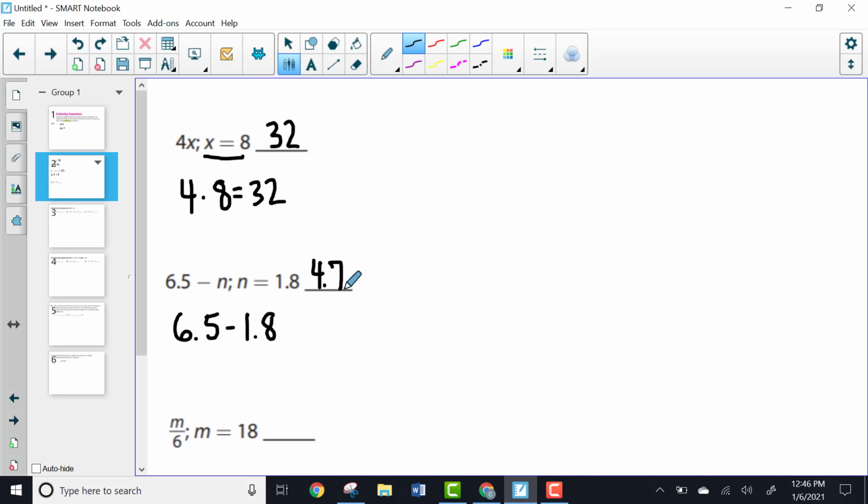Let's take a look at the next one. And remember, with these algebraic expressions, whenever it's written in fraction form, that means it's division. So what we have here is m divided by 6. What's the value of m? 18. How do we know that? It's telling us right here. So we take 18 divided by 6, and that's going to give you 3.